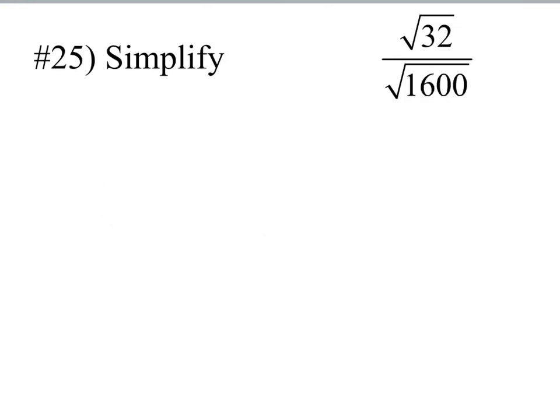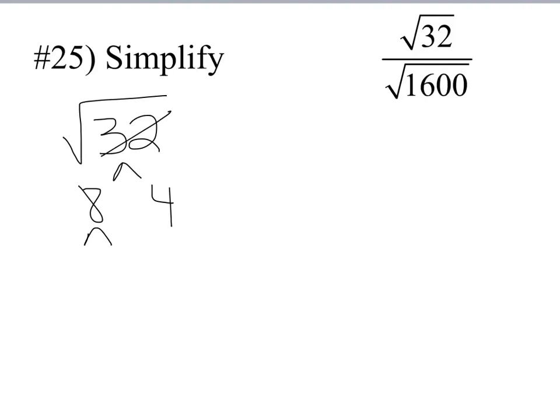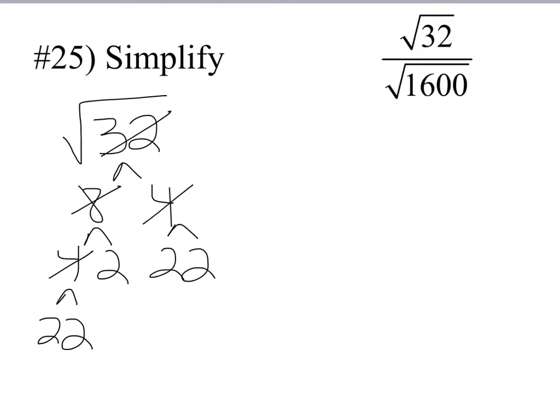Okay, square root of 32 over the square root of 1600. So let's see if we can simplify them both. What times what gives me 32? 8 times 4. 8 is 4 times 2. And then 4 is 2 times 2. And then this 4 also is 2 times 2.